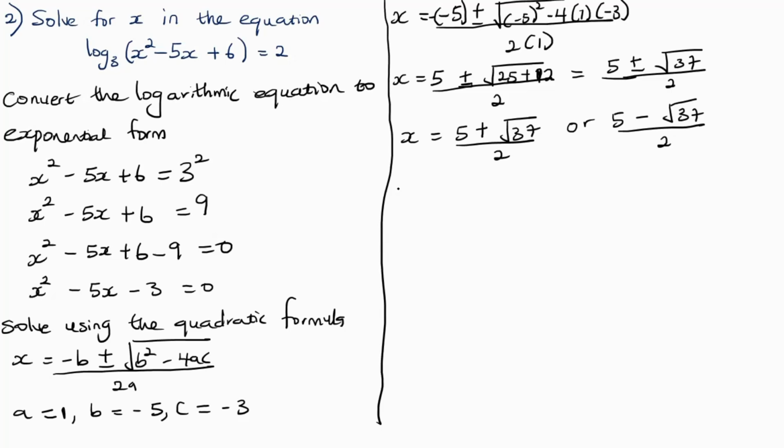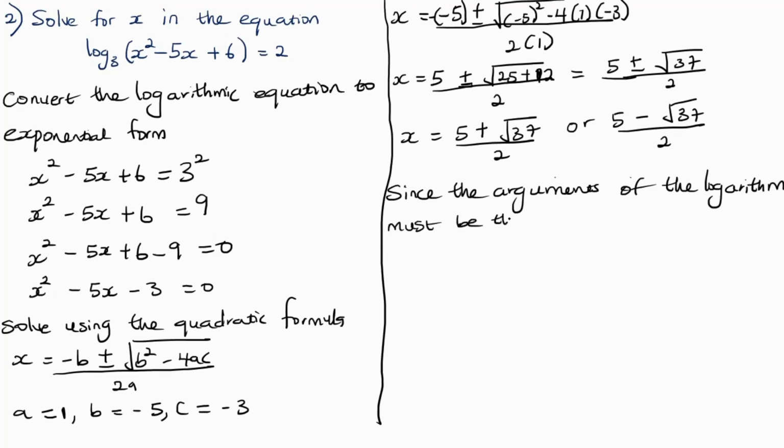Now, the next thing we want to do is simply write out this statement: since the argument of the logarithm must be positive, we are going to take the positive value of x, and the positive value of x is equal to 5 plus the root of 37 over 2, and this becomes our final answer.